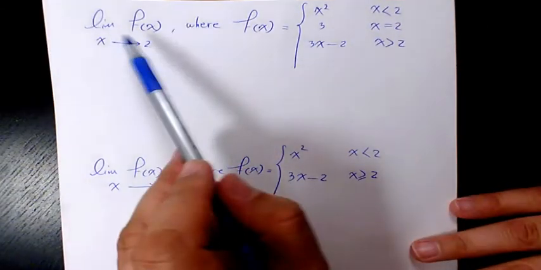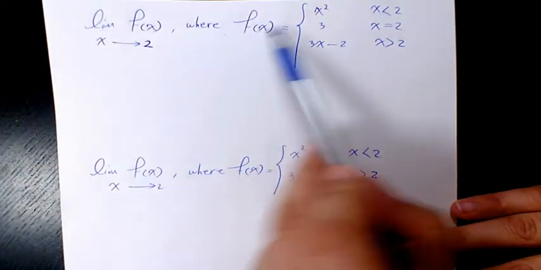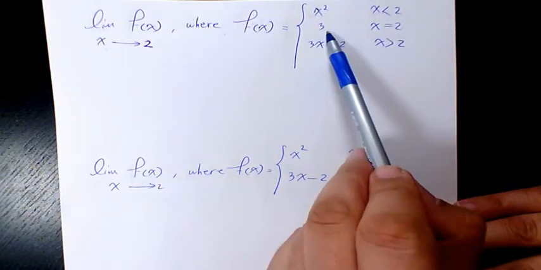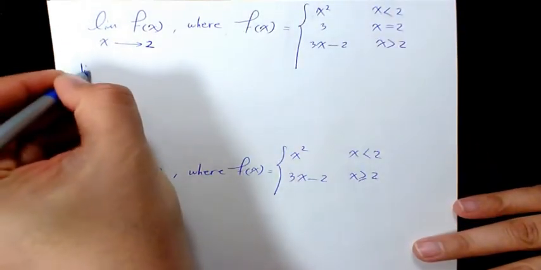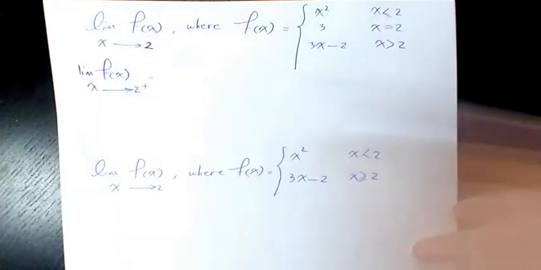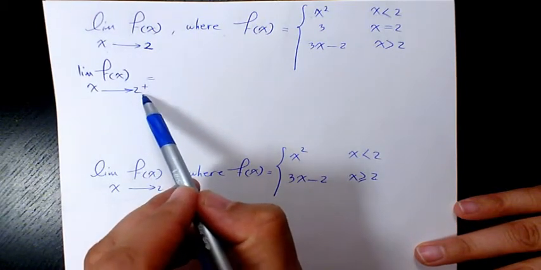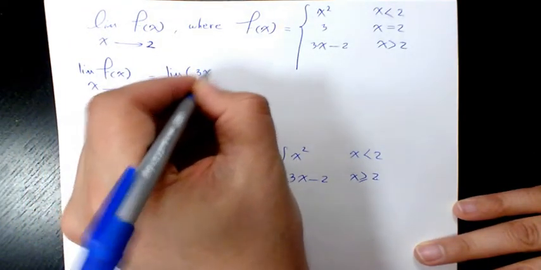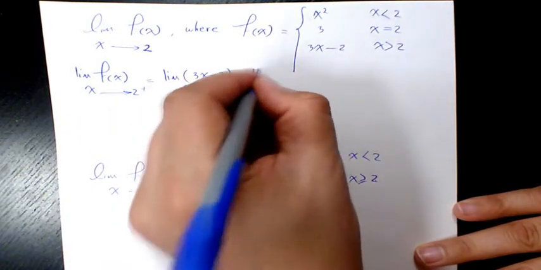In this example, it says find the limit of f of x when x is approaching +2, where f of x for x values less than 2 is x squared, for x equals 2 is 3, and for x values greater than 2 is 3x minus 2. In order to have the limit, we need to find the right limit and the left limit. So it's going to be those x values close to 2 but slightly greater than 2, for which we need to use the third one. That's going to be 2 times 3, 6 minus 2, which is 4.